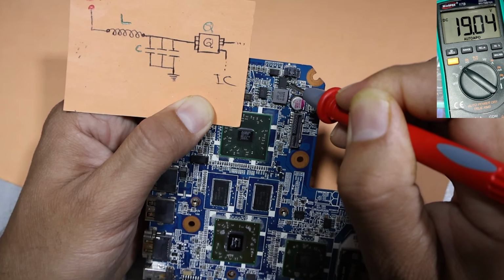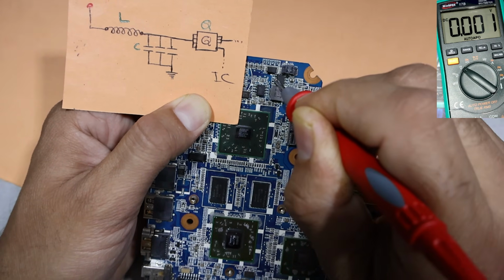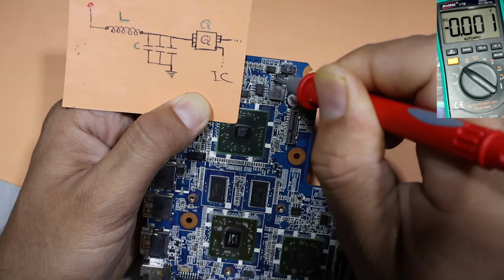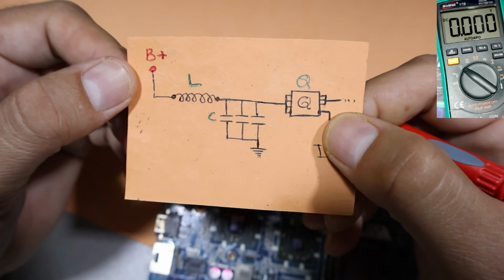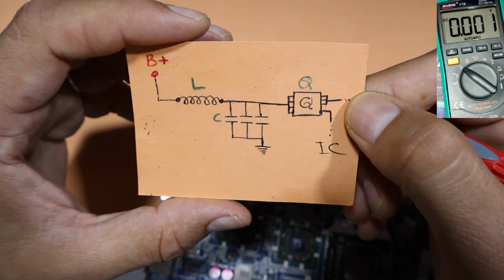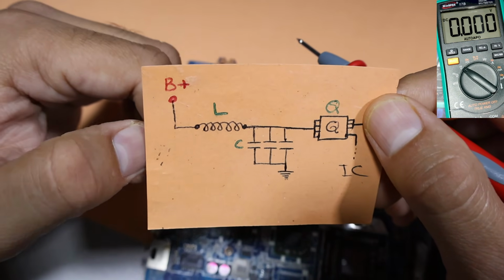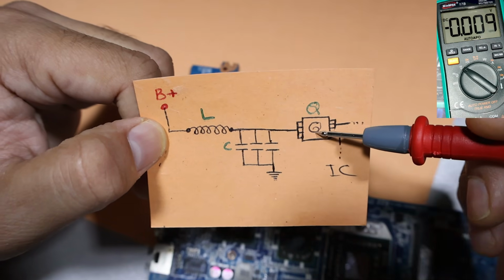Here we have 19 volt. Here we should not find 19 volt. If you find 19 volt here, it means shorted. This is the magic schematic for all motherboard inputs. So I can even bring another motherboard and you will see the same component.